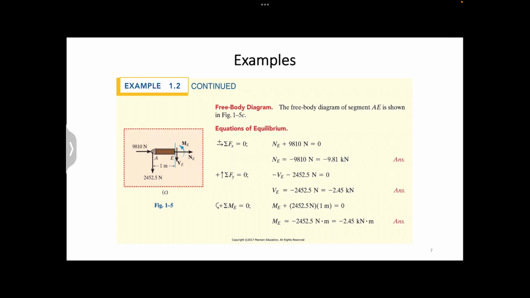With the free body diagram, we can apply the equilibrium equation to find the unknown forces and moment. First, with the equilibrium of forces in horizontal direction, we can find the normal force at E. Second, with the equilibrium of forces in vertical direction, we can find the shear force at E. And finally, with the equilibrium of moments about point E, we can find the bending moment. So we provide all the answers to the question with a very simple and clear procedure.